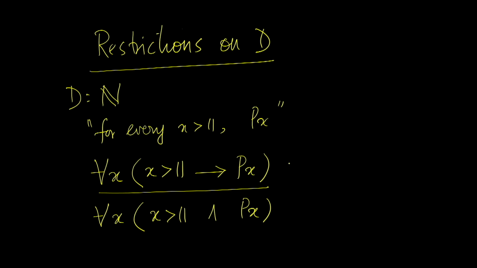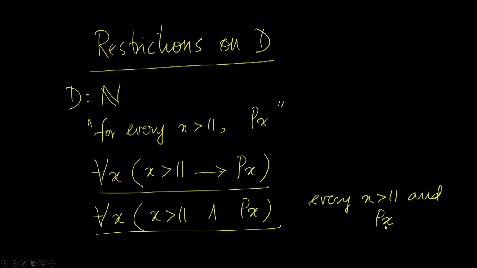The second statement says for every x, x is greater than 11 and P of x. This would be true if and only if every x is greater than 11 and for every x, P of x is true. That is not what we intend to say. What we intend to say is that for every x which is greater than 11, P of x is true. These two are not the same at all, but these two you can see are the same. So, this is the correct paraphrasing of the quantified sentence for every x greater than 11, P of x.